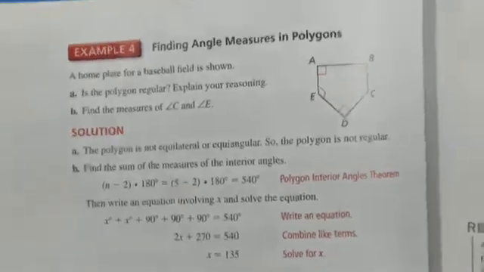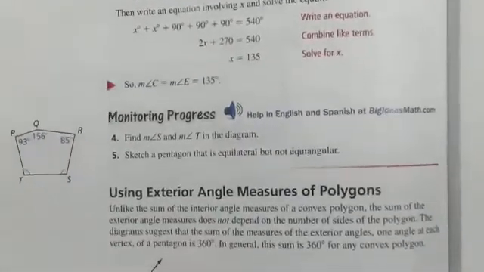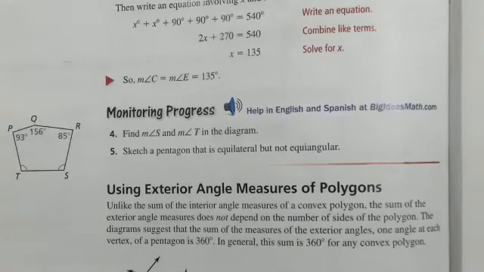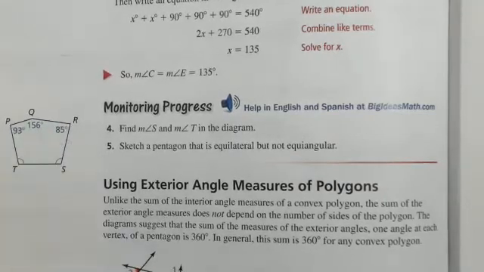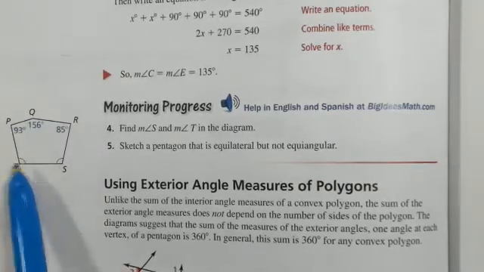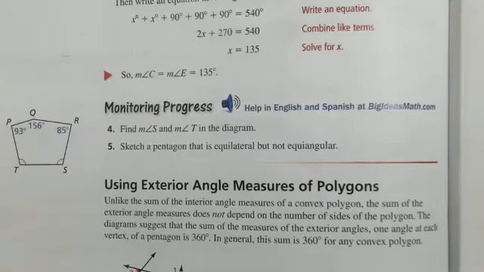All right, let's try another. Look at number 4. It says find the measure of S and the measure of T in the diagram. Okay, so what do we know about this shape? We know that it has 1, 2, 3, 4, 5 sides. And we know that S and T are unknown angles and they're congruent.